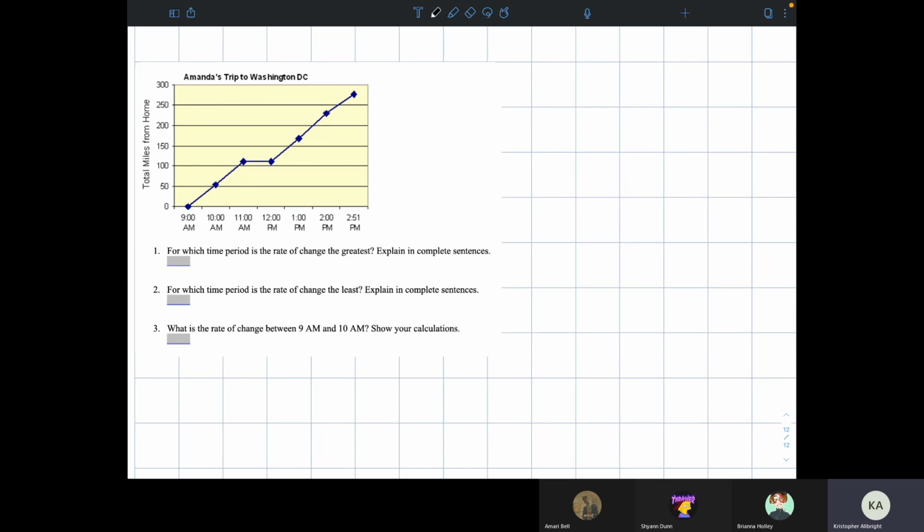So what is the rate of change between 9 and 10 a.m.? Show your calculation. So let me look up what calculations exactly that they want in your lesson. And then maybe I will be able to walk through that.